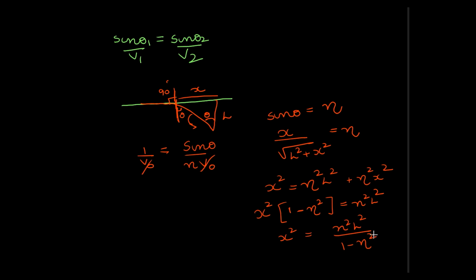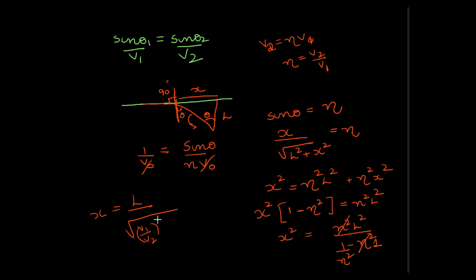Now what can I do further? This is the value of x. Now you can divide the entire equation by eta square. So you'll get, eta square gets cancelled, 1 by eta square minus 1. So x is equal to L by root of (1 by eta square minus 1). What is eta? We know that V2 is equal to eta times V1, so eta is equal to V2 by V1. So 1 by eta square becomes (V1 by V2) whole square, minus 1.